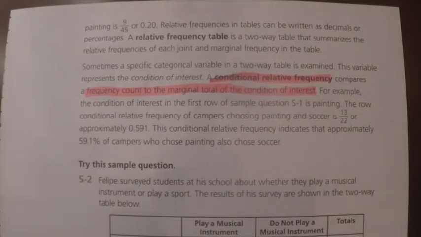So here it says, for example, the condition of interest in the first row of sample question S1 is painting. The row conditional frequency of campers choosing painting and soccer is 13/22, or approximately 0.591. This conditional relative frequency indicates that approximately 59.1% of campers who chose painting also chose soccer.